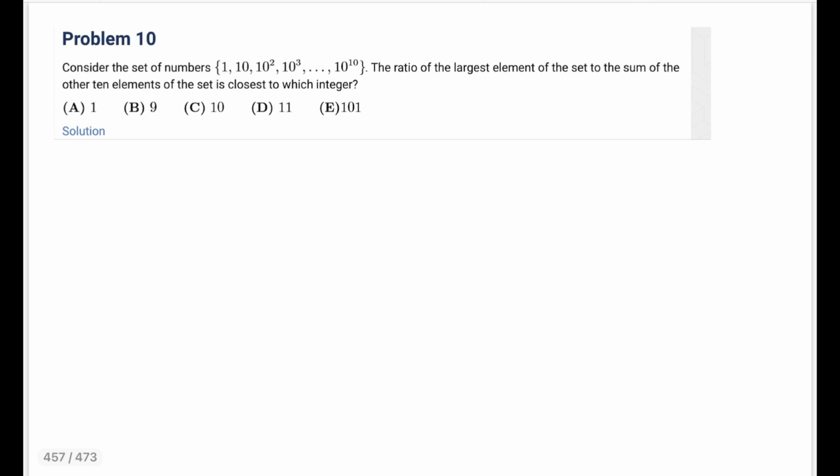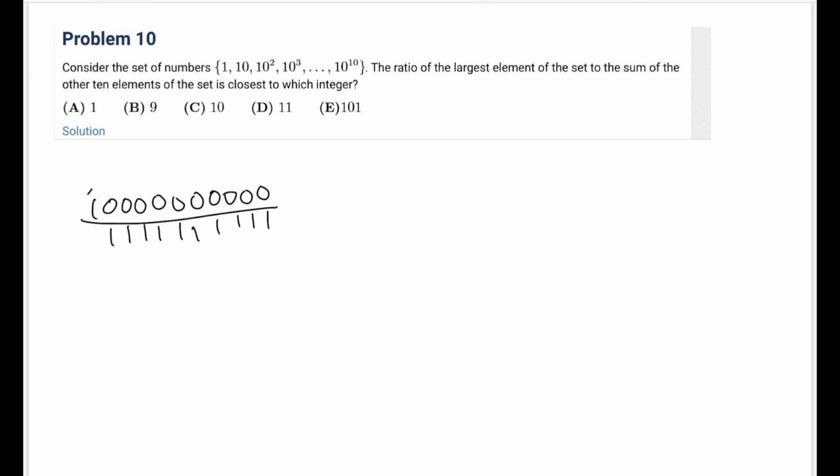Problem number 10. Consider the set of numbers 1, 10, 10 squared, 10 to the 3rd power, all the way to 10 to the 10th power. The ratio of the largest element of the set, so that would be this, to the sum of the other 10 elements is closest to which integer? Okay, so this will be 1 followed by ten 0s, and the rest together would have been 1, 1, 1, 1, 1, 1, 1, 1, 1, 1, right?